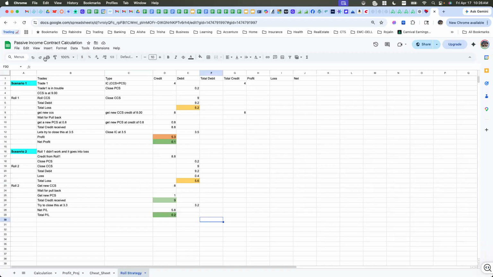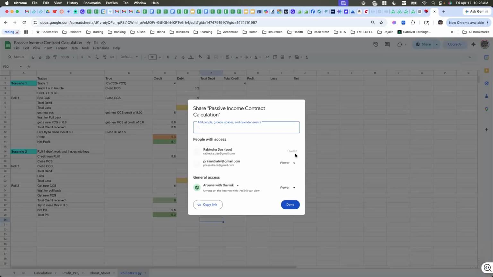Please share the sheet. This is the sheet, the contract calculation sheet you have. Oh, okay, it's in there. I put the roll strategy here. You guys already have access, I think. Make sure you already have it. Let me see.